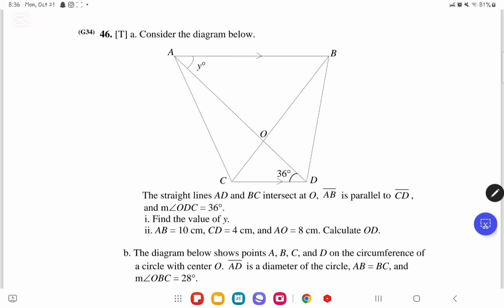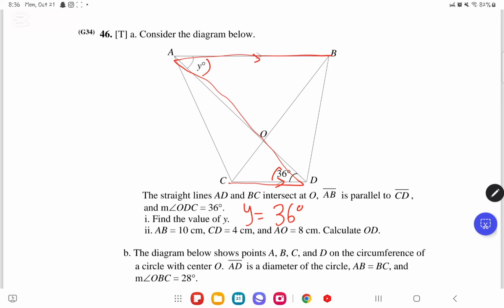The straight lines AD and BC intersect at O. AB is parallel to CD. Okay, and measure angle ODC is 36 degrees. So they want us to find the value of y. Since they are parallel, they form alternate interior angles. So y is equal to 36. So yeah, y is 36 degrees.